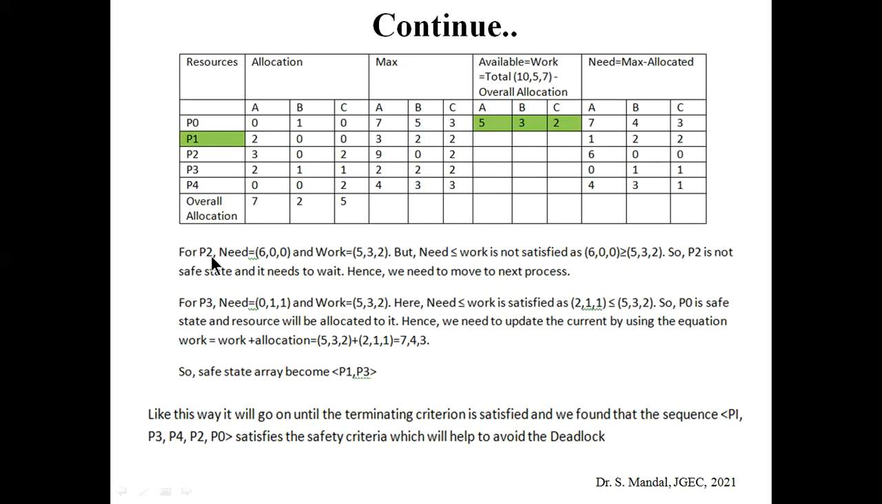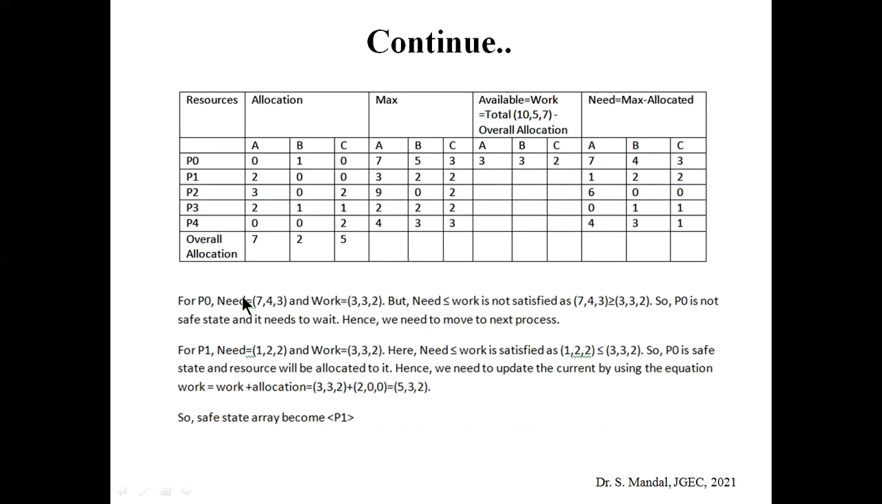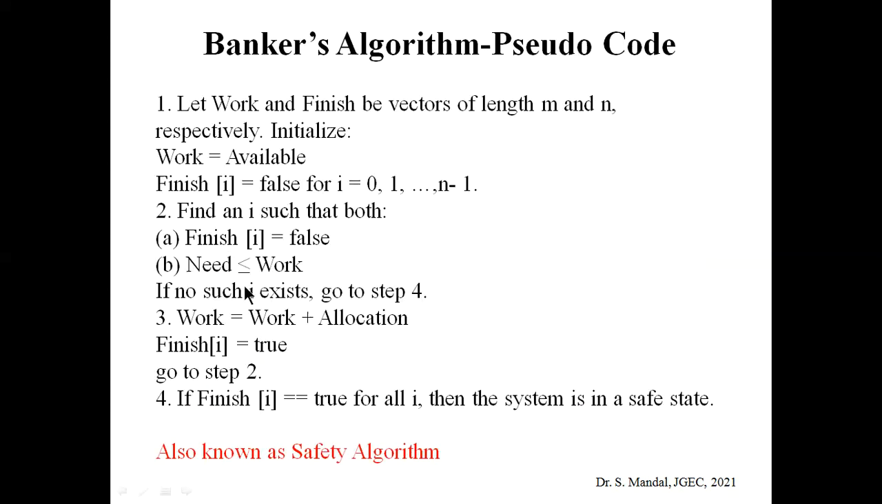So for i equal to 0, first one, the need is 743. You can see that, just go through this respective row: 743, and work is already there, 332. Now let's go to the condition. If this condition is satisfied, then work will be updated.